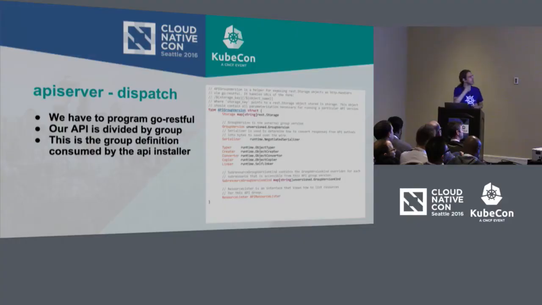So you can see that we put in a bunch of helper things. There's a negotiated serializer that's passed in there. So before creating this, you have to set up a serializer that can understand all the various formats that you want this to use. And there's also a storage.